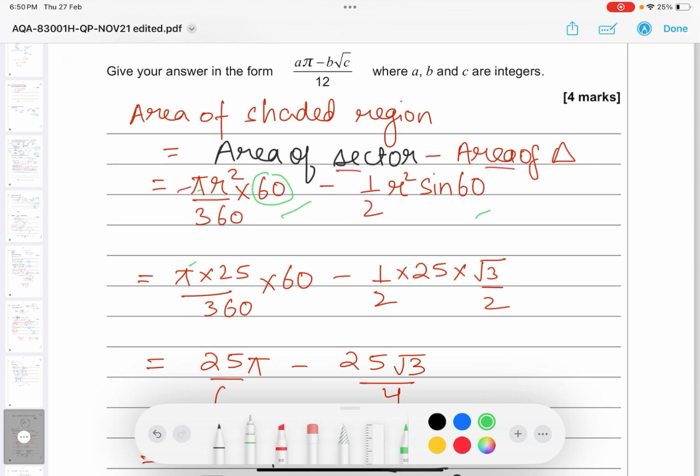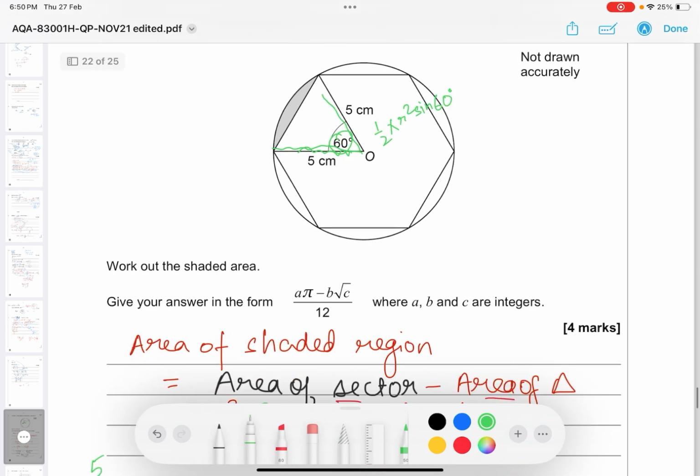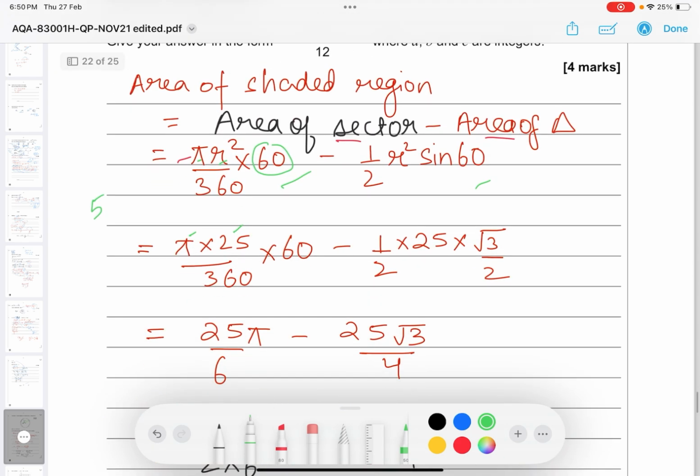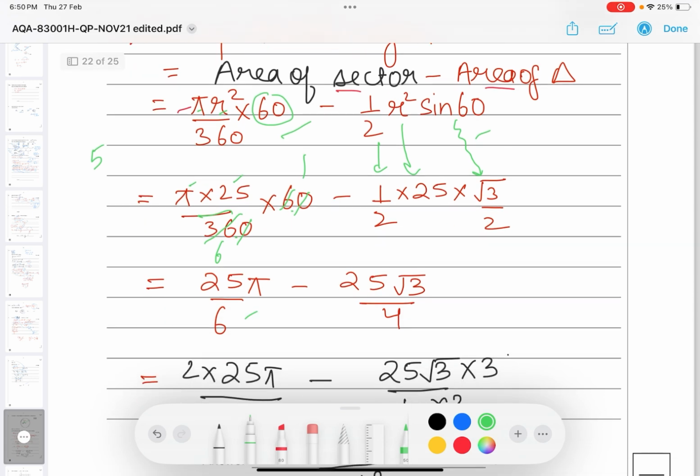Pi r squared equals 25 pi, because the radius is 5. You can clearly see the radius is 5. Now divided by 360 into 60, 1 by 2, 1 by 2. r squared is 25, sine 60 is root 3 by 2. You can just cancel them out, 1 and 6. It would be 25 pi by 6 subtracted by 25 root 3 by 4.